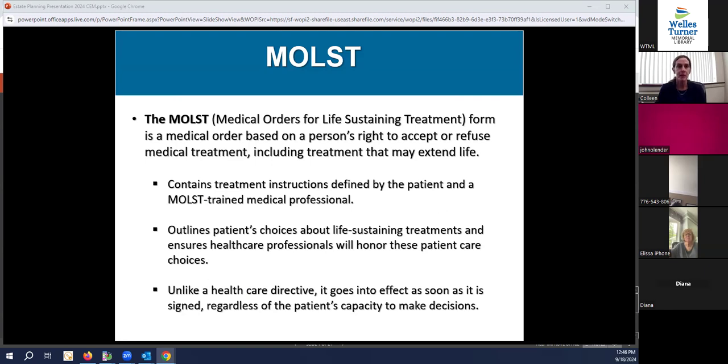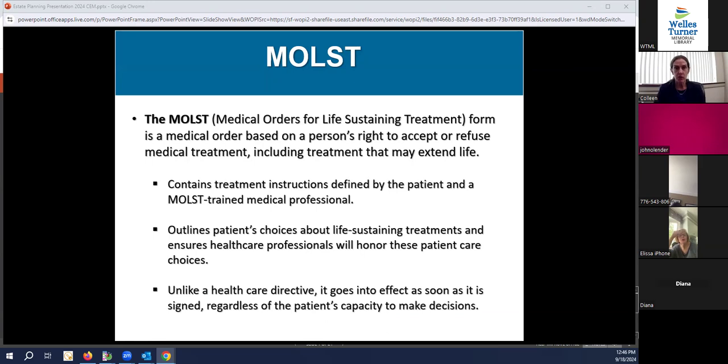And again, this is something that has to be done by your doctor. It has more specific provisions in it where you say what you want and what you don't want in your situation. So it has treatment instructions. It outlines the patient's choices as far as life-sustaining treatment. And it goes into effect when it's signed, regardless of the patient's capacity to make decisions.